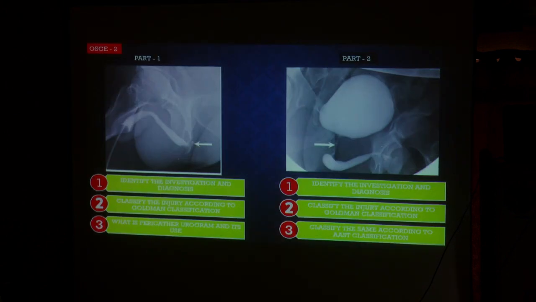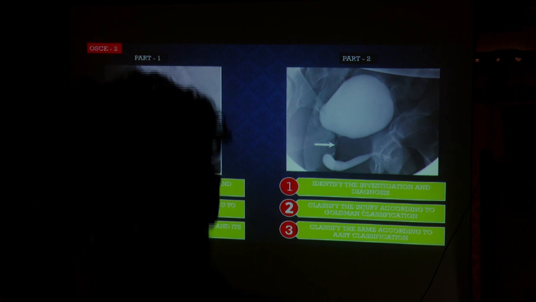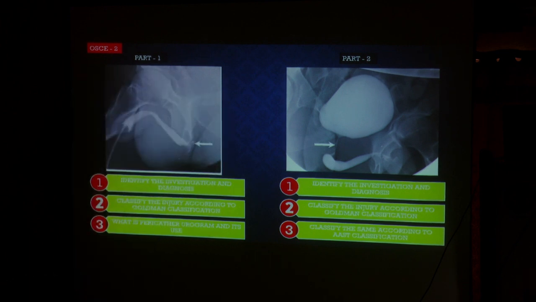The second question is also about the conventional imaging techniques. Sometimes there will be 2 parts for the question. So in this question, in part 1, I am asking you what is this investigation and what is the diagnosis. So what is the investigation? Yeah, excellent. This is ascending urethrogram.